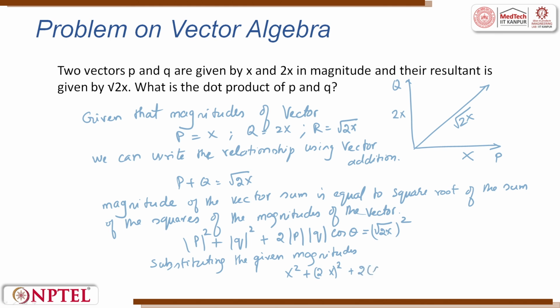plus 2x into 2x cos theta equal to 2x square. So, what do we get? x square plus 4x square plus 4x square cos theta equal to 2x square. Okay. So, what is the dot product of p and q? We will get that x square plus 4x square plus 4x square cos theta equal to 2x square.